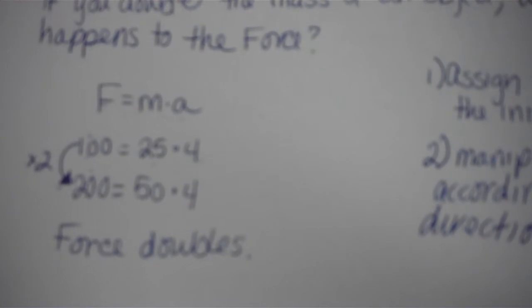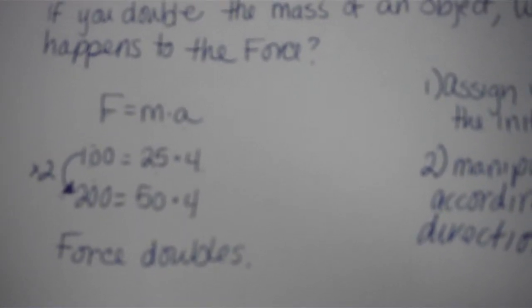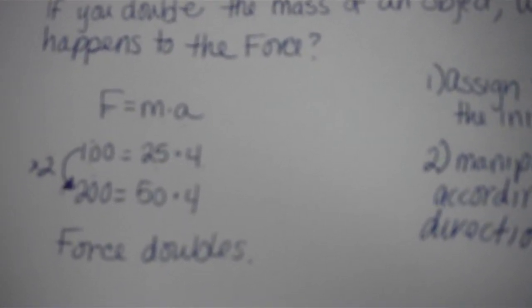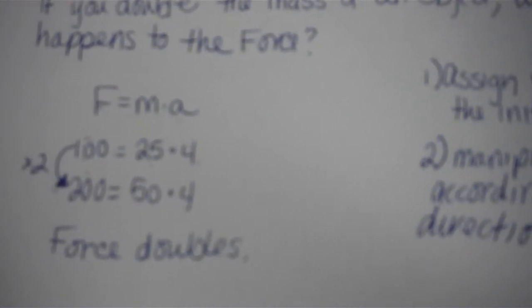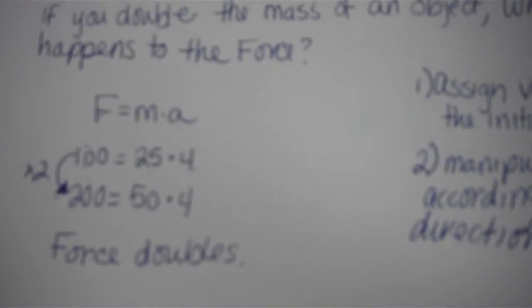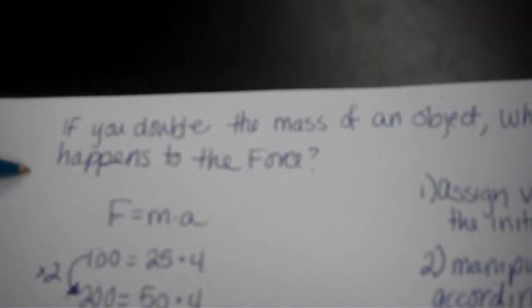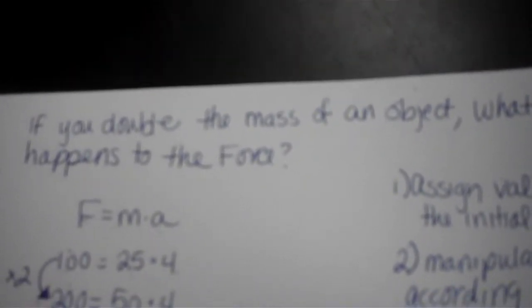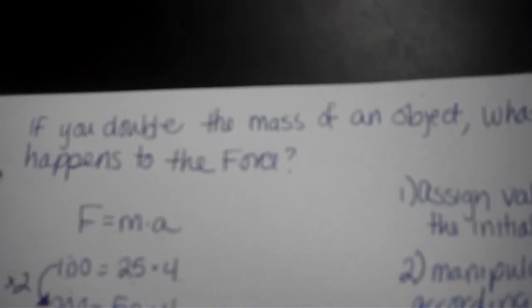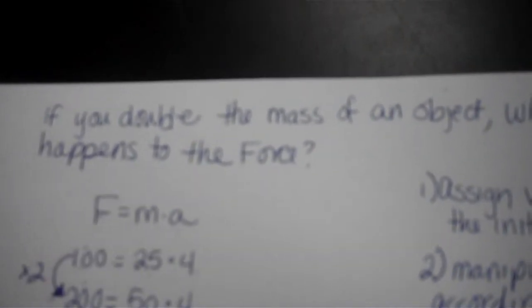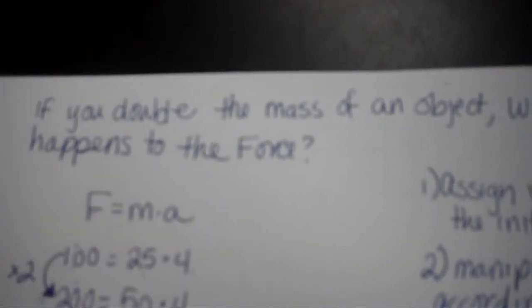So you can use these kind of fake numbers, and you got to be real careful with this because sometimes people think that they can all of a sudden start assigning fake numbers to whatever they want. You can only assign fake numbers when you're working questions like this. If you double the mass, what happens to the force? Or if you cut the mass in half, what happens to the acceleration if the force stays the same? You'll be able to look and see what you can manipulate and what you can't manipulate.